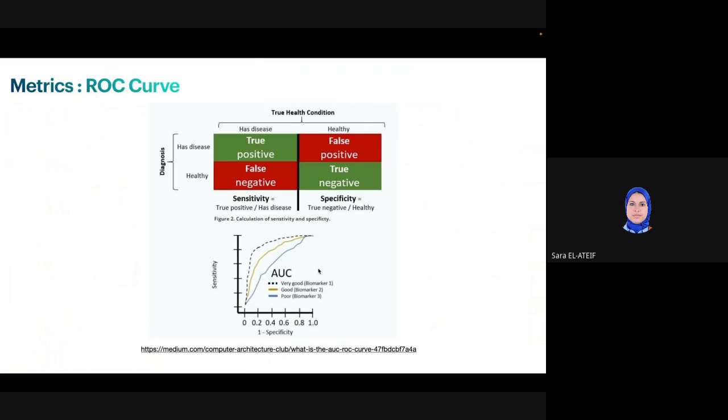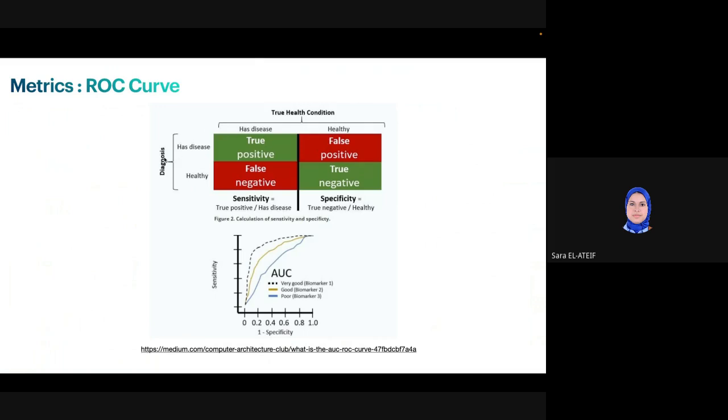So this is an example. Here we have the true health condition, let's call it the actual label, the real one. And then we have the diagnosis, that is the prediction of the model. The true condition here is has disease or healthy. So the model is trying to predict if someone has a certain disease or if that person is healthy.